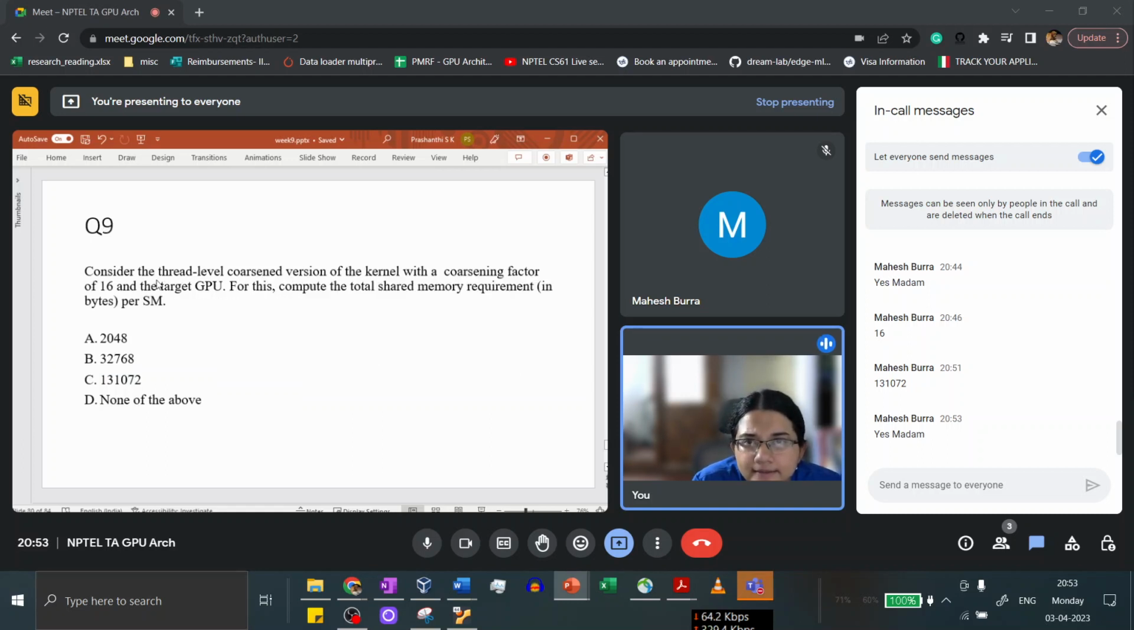Similar question. Consider thread level quotient version of the kernel. Assume same kernel, same hardware parameters with a quotienting factor of 16 and the target GPU. Now compute total shared memory requirement in bytes per SM. Very similar question. Work it out and let me know when you have an answer.